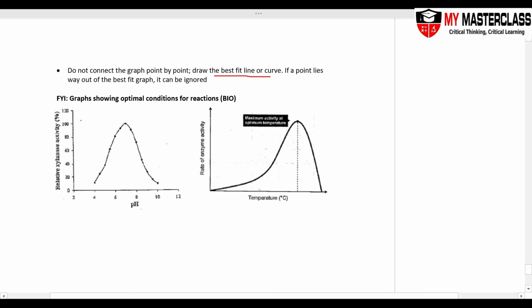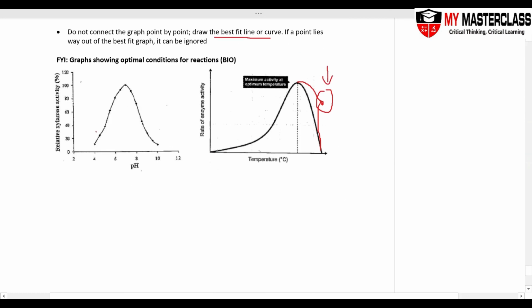For example, if I have a graph like that, and I plot it and your graph is like that, and then I have a point that's here, don't try to go and connect it like that. It's not good. This point that is not within the best fit can be ignored because it is away from your experiment. There must be some errors over here.